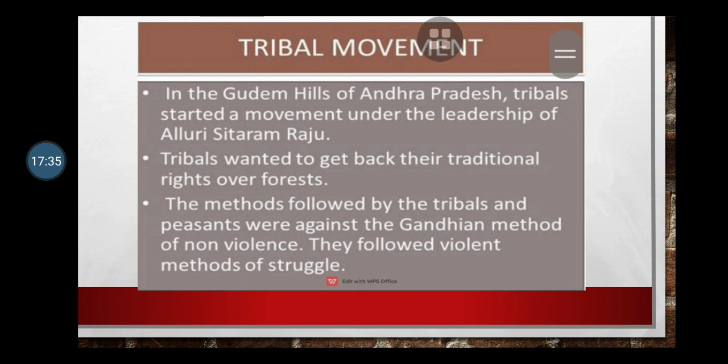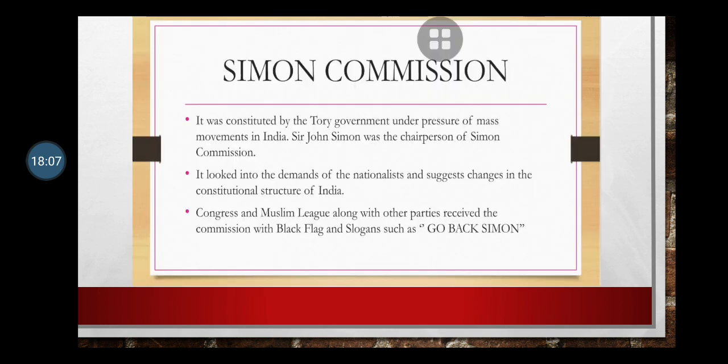Okay, the tribal movements, this is what I just discussed. In the Gudem hills of Andhra Pradesh, tribals started a movement under the leadership of Alluri Sitaram Raju. Tribals wanted to get back the traditional rights over forests. The method followed by the tribals, because they were actually expert in guerrilla attacks. Okay, so in their efforts to fight against the British, they could not imagine that it could be fought without using violence. Okay, so they followed the violent methods.